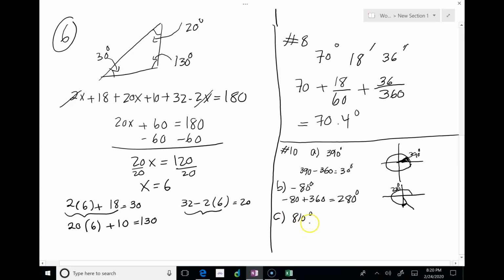degrees. So you need to take away 360s until it's less. So 2 times 360 should do it. That is 720. 810 minus 720 is 90 degrees. Okay, the next question. Number 12.